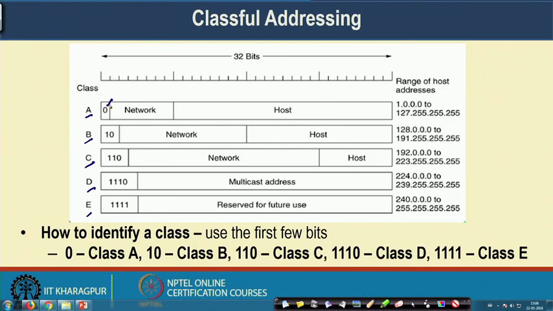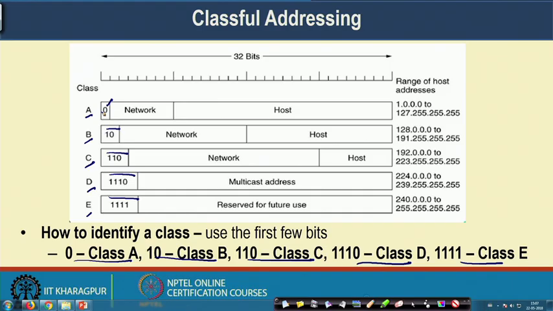For that, in classful addressing, we use the first few bits. If your first bit is 0, then it is a class A address. If the first 2 bits are 1 and 0, then it is a class B address. If the first 3 bits are 110, it is a class C address. If they are 1110, it is a class D address, and if it is 1111, then it is a class E address. Interestingly, none of these identifiers for a class is a proper prefix of another.